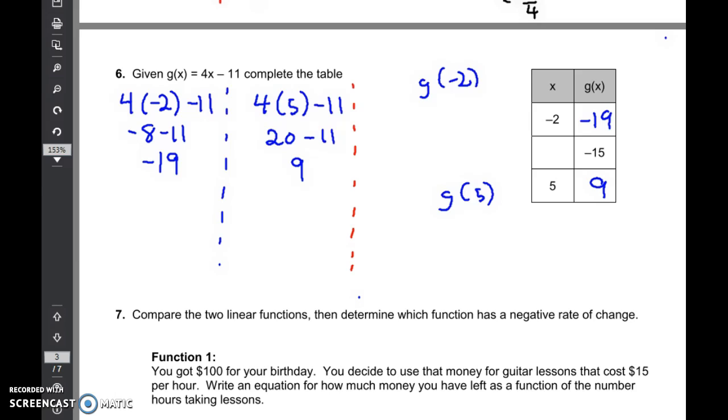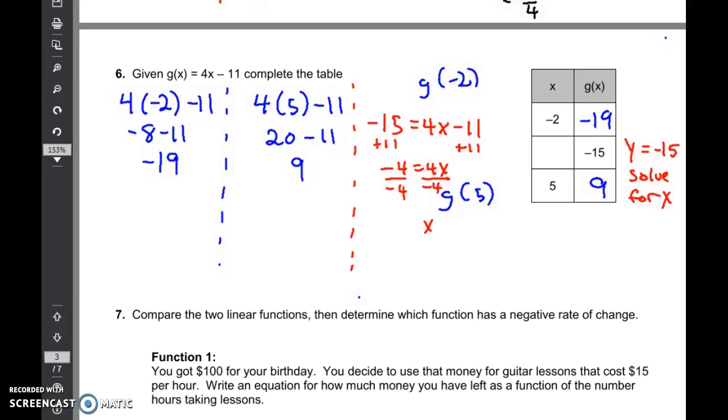But the middle one is a little bit different. This is like saying y is negative 15, solved for x. So I'm going to go ahead and write a full equation this time. Negative 15 equals 4x minus 11. To get the 11 on the other side, I'm going to add 11 to both sides. And I get negative 4 equals 4x. Divide by negative 4, and I get x equals 1.